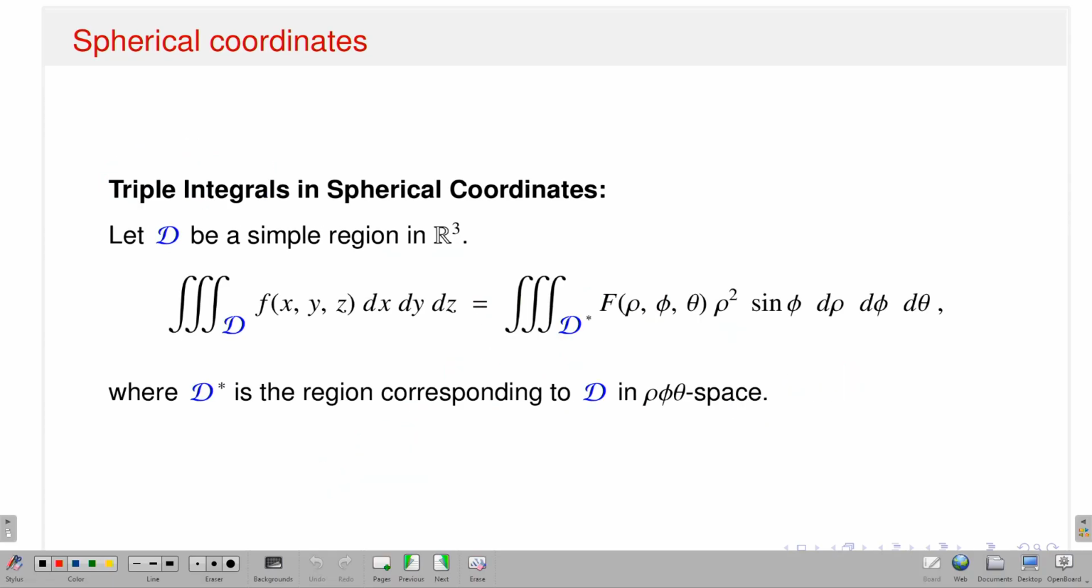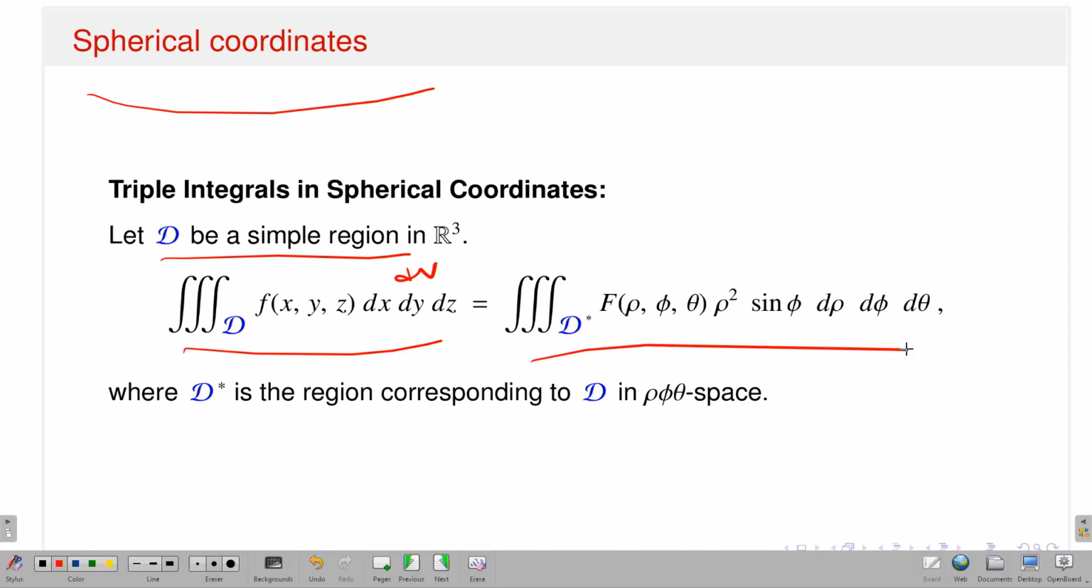Okay. So, now in the spherical coordinate system, as I said, if I am given a triple integral in the Cartesian coordinate system, what will be the corresponding triple integral in the new coordinate system, that is the spherical coordinate system, using the change of variable formula. Okay. So, now let D be a simple region in R3. Suppose the triple integral is given, that means the integration of f over the domain D with dx, dy, dz, that means dV.